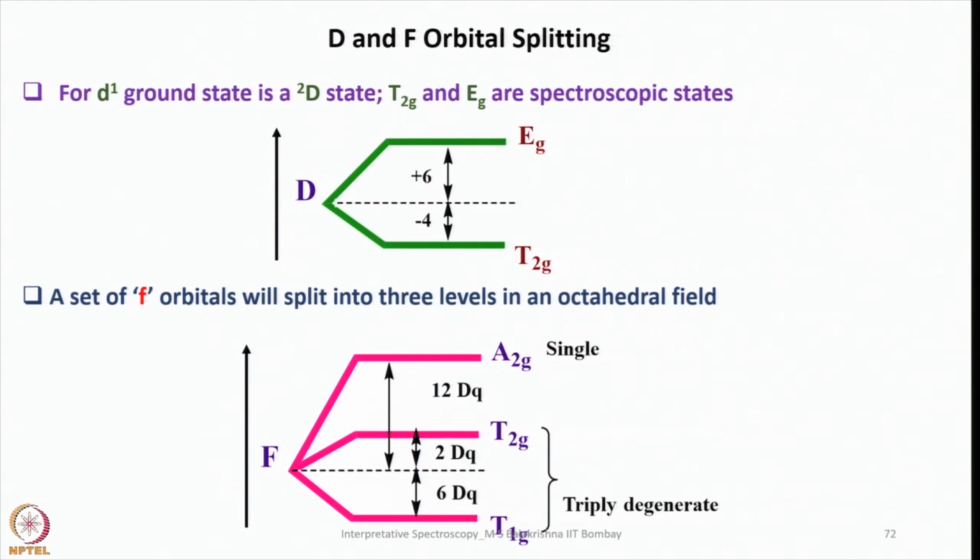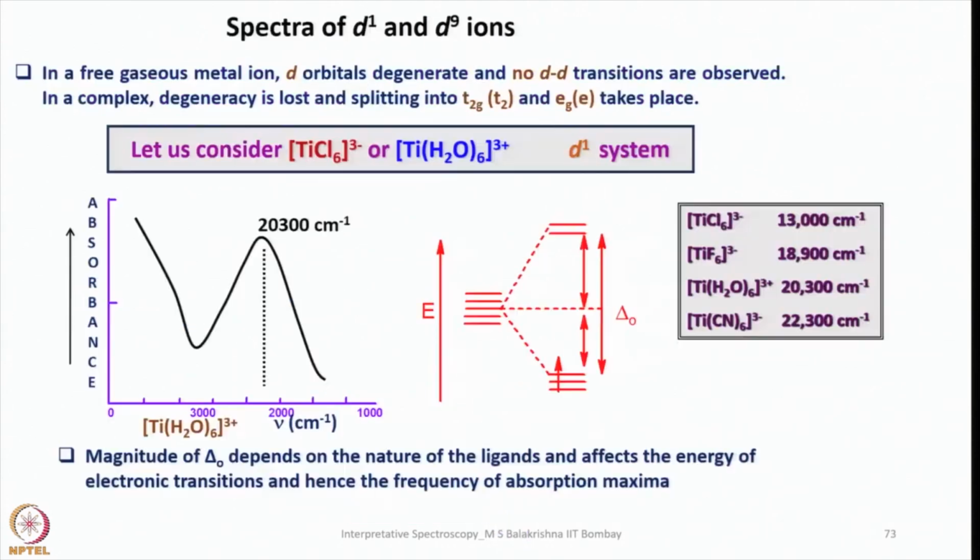A set of f orbitals will be split into three levels in an octahedral field. Two are triply degenerate, one is single. So that means T1g and T2g and A2g. Both of them are triply degenerate and this is a single one. Now let's consider spectra of d1 and d9 ions.